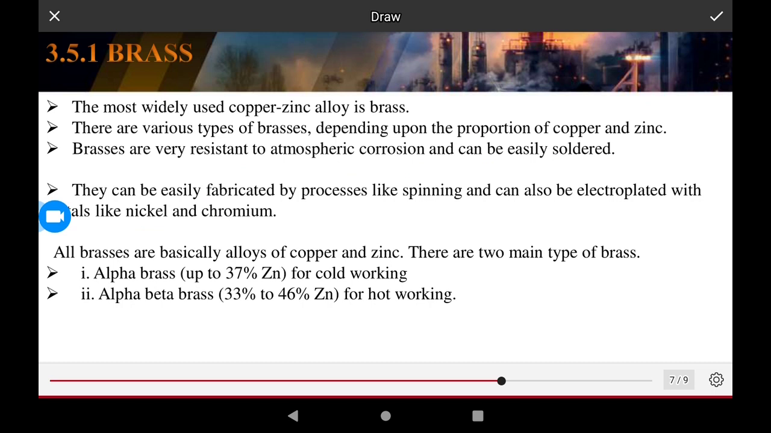All the brasses are alloys of copper and zinc. There are two main types of brass: alpha brass and alpha-beta brass. Alpha brass contains up to 37% zinc and is used for cold working applications, and alpha-beta brass contains 33% to 46% zinc. Alpha-beta brass is used for hot working processes.